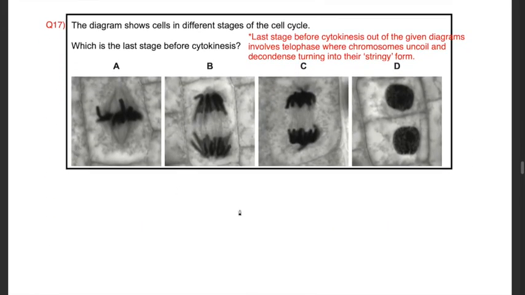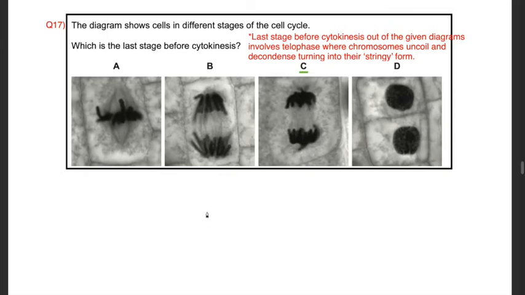Question 17. The diagram shows cells in different stages of the cell cycle. Which is the last stage before cytokinesis? The last stage before cytokinesis out of the given diagrams involves telophase, where chromosomes uncoil and decondense, turning into somewhat of a stringy form. And the best possible diagram that represents this is diagram C. Hence, the last stage before cytokinesis is diagram C.